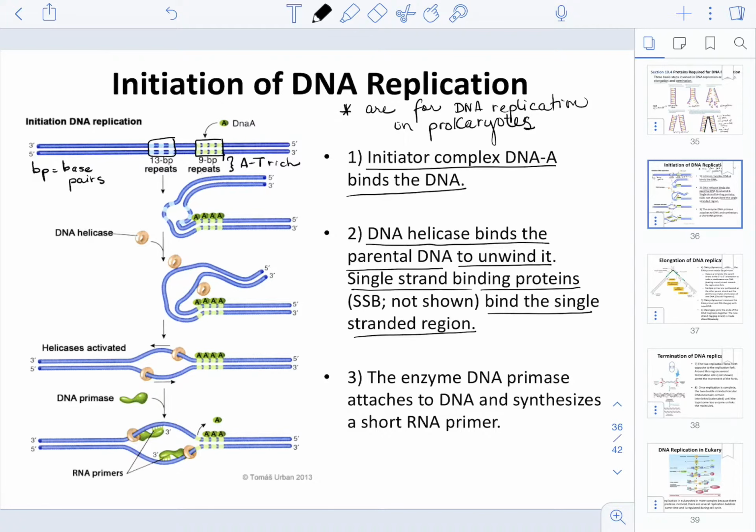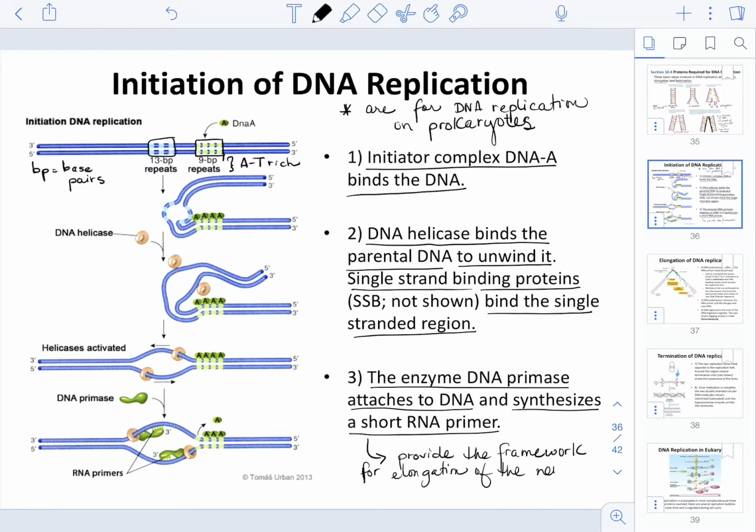In the last part of the initiation step, we're going to have the enzyme called primase attach to the DNA and synthesize a short RNA primer. This short RNA primer is going to provide the framework for the elongation of the new DNA strand that is going to be formed.